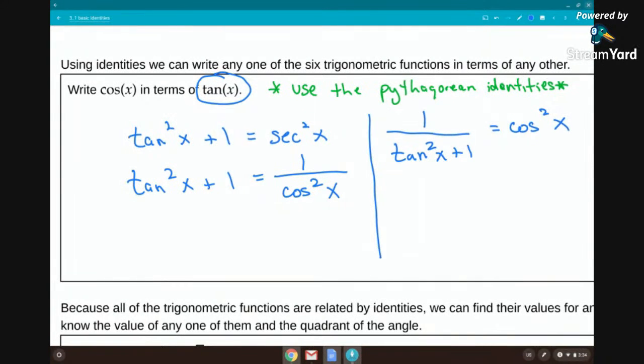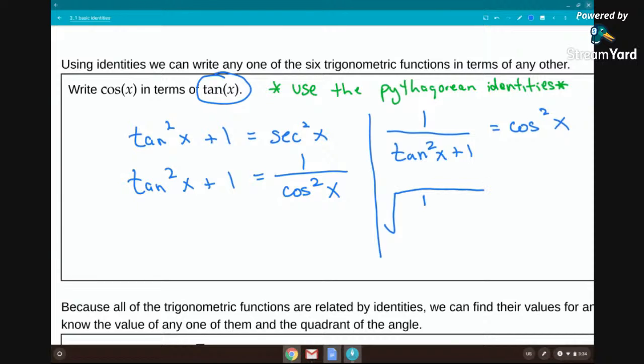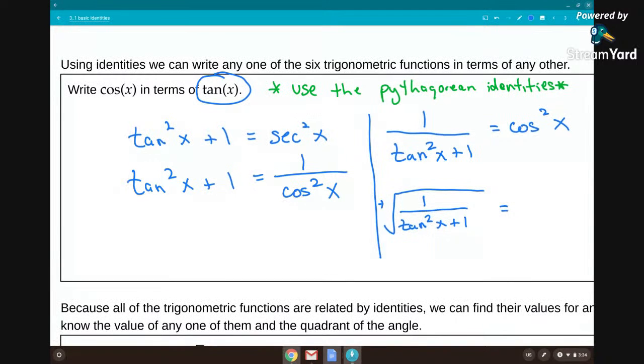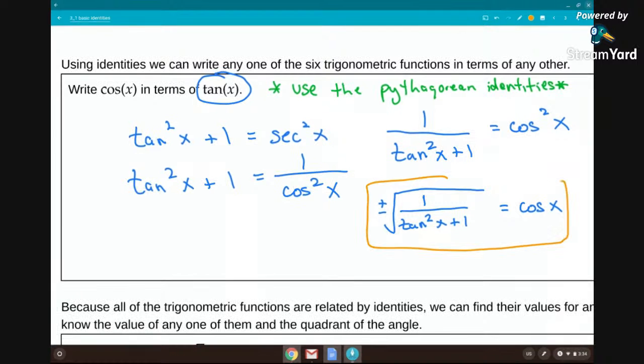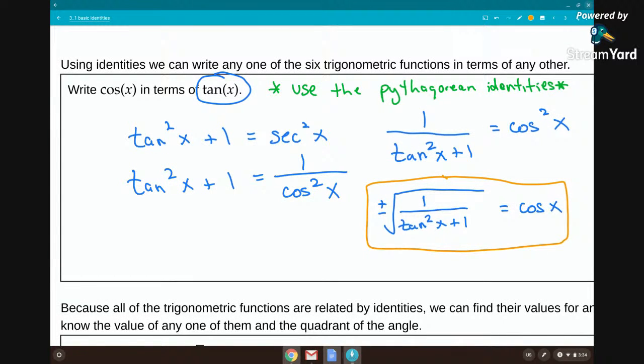squared of x. And then clearly I can take a square root of both sides. The square root of 1 over tangent squared x plus 1 equals, oh, and I should put a plus and minus sign here, the cosine of x. And so there's our final answer of how to do that. So again, I refer you back to the book for more examples.